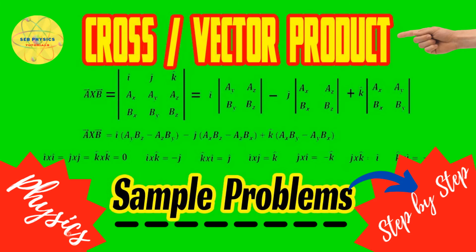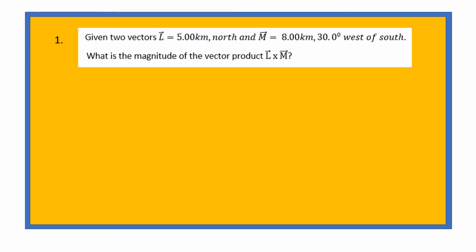Let us now solve problems about the vector product, or the cross product, of two and three vectors. Number 1. Given two vectors, L equals 5.00 kilometers north and M equals 8.00 kilometers 30.0 degrees west of south. What is the magnitude of the vector product L cross M?